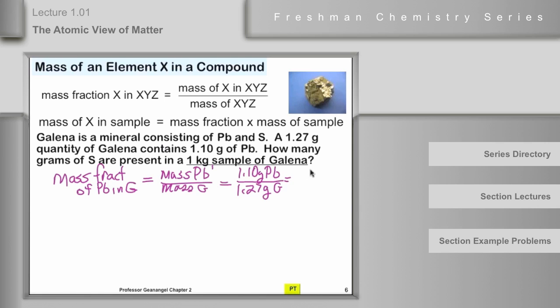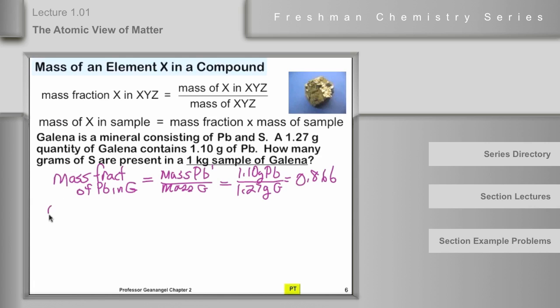And when I did that, I got 0.866 as a mass fraction. Now, what I'm going to do with that mass fraction is figure out how much lead there is in a kilogram, and then I'm going to subtract that from a kilogram to get how much sulfur there is. You could have done it the other way. You could have subtracted 110 from 127, got the mass of sulfur, and calculated the mass fraction of sulfur to get the same answer.